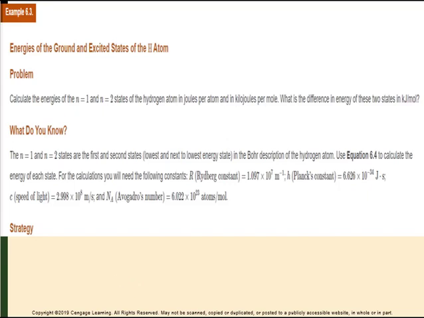So think about what we know: n equals 1 and n equals 2 are the first and second states, the lowest and the next to the lowest energy states in the Bohr description of the hydrogen atom. So we're going to use that equation from up above to determine the energy of each state. Remember, we do know R, Rydberg's constant, given right here. We know h, Planck's constant, and we know the speed of light right here. We also know Avogadro's number, which is how many atoms there are in a mole. See if you can set up this problem.